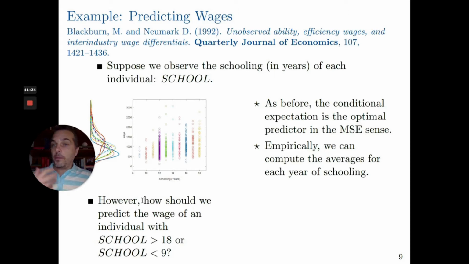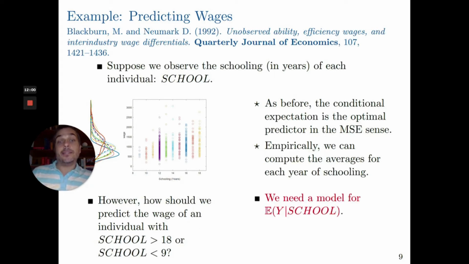Someone who has masters, PhDs, 2 PhDs. How can you do that? Or how can you estimate the wage of someone who has no schooling? This can happen in very poor countries. Okay? How can you do that? You don't have any observations, so you cannot compute the averages. So what we need is a model for the conditional expectation.